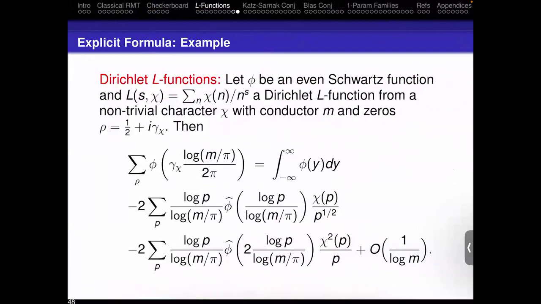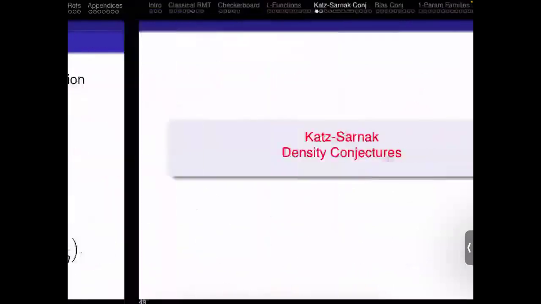It relates a sum over the zeros to sums over primes, prime squares, and higher and higher. It turns out once you get to the prime cubes and higher, it doesn't really matter when you do the expansion. These are lower order terms.